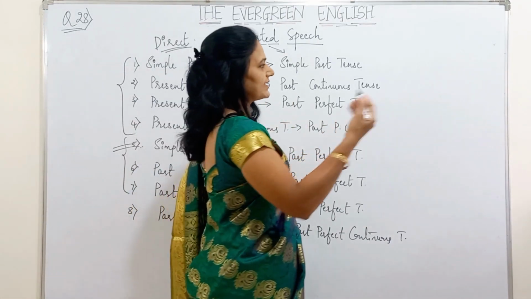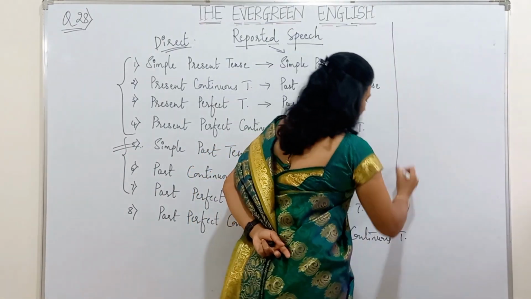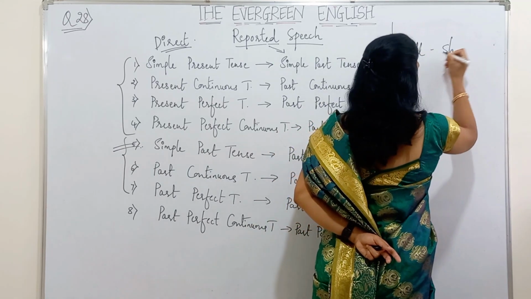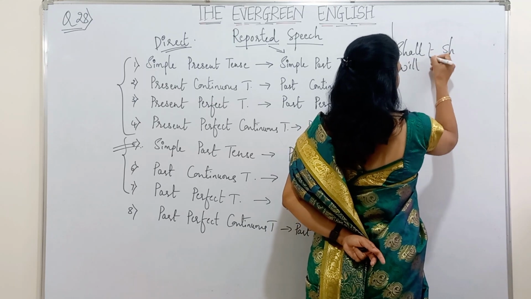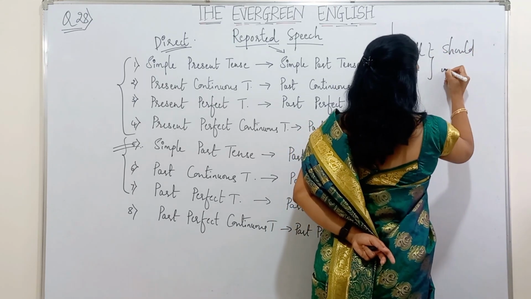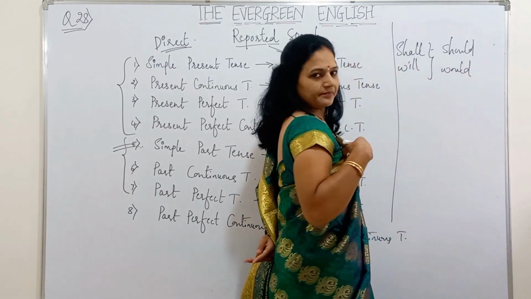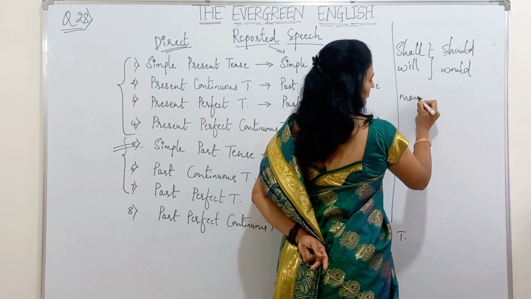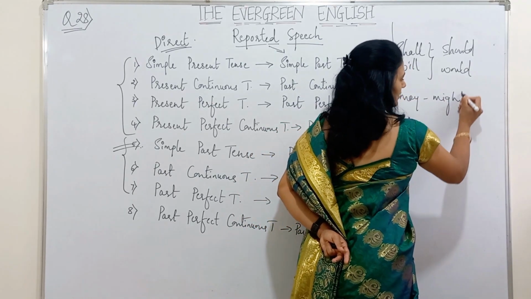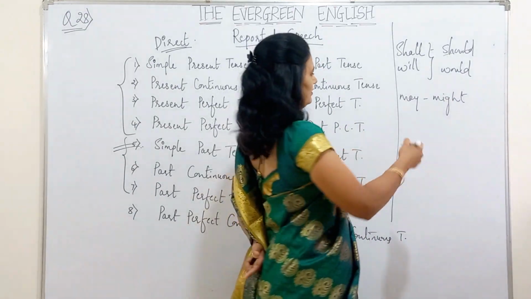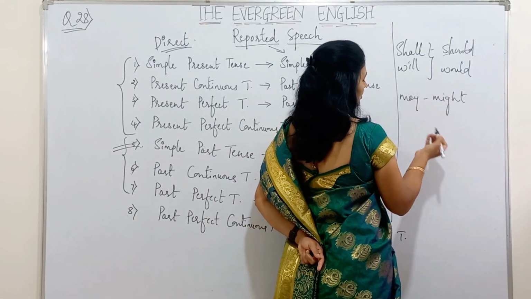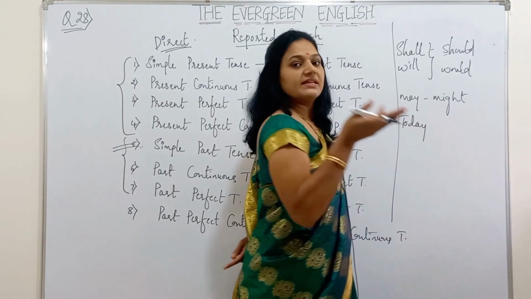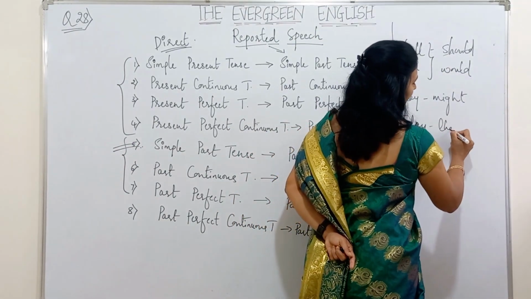When it comes to future tense, shall changes to should. Usually shall and will change to would in the past tense. Next, may changes to might. Then will changes to would. What else do we have? Today in the direct speech changes to that day.